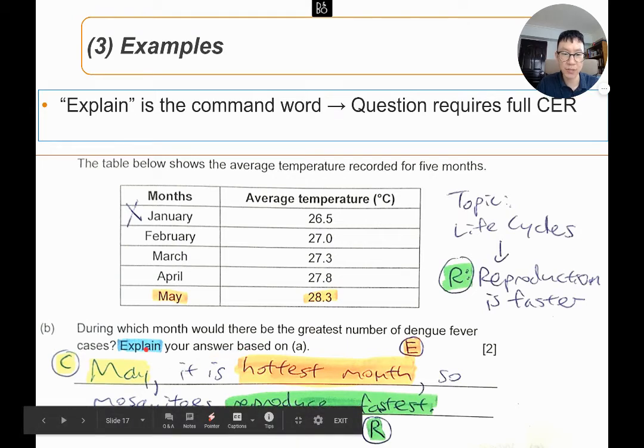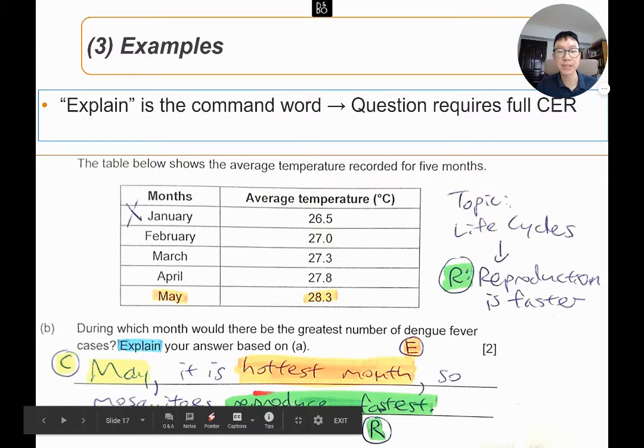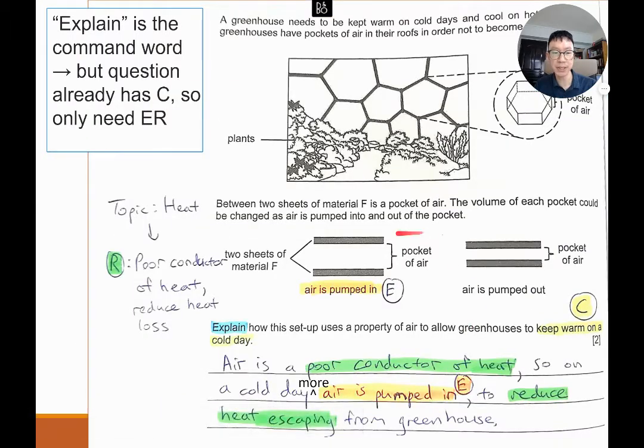So, the command word here that's highlighted is explain. Okay, which month would there be the greatest number of cases, and explain why. To answer the first part, the claim is May, so the month of May has the greatest number of dengue cases. Explain why. Here we have to bring in our evidence from the table, and the science concept of reproduction. Okay, so another example here.